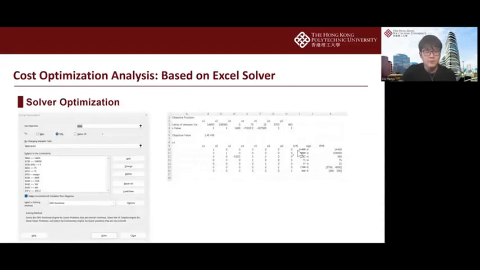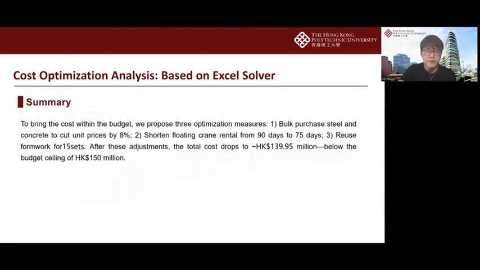And the last part is that the final optimization result is very satisfactory. We have proposed three key optimization methods. Firstly, purchase steel and concrete in bulk to reduce the unit price by 8%. Secondly, shorten the floating crane rental duration from 90 days to 75 days. Thirdly, reuse 15 sets of formwork.